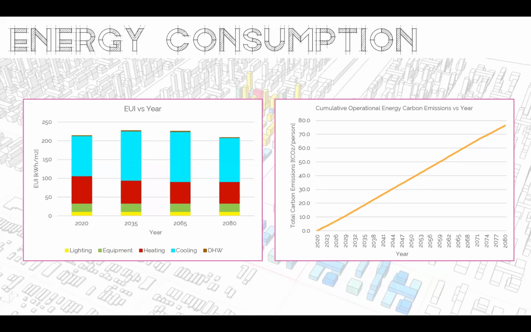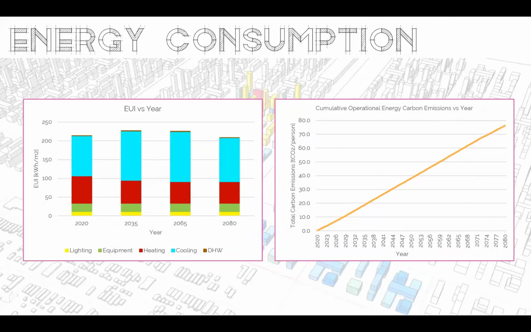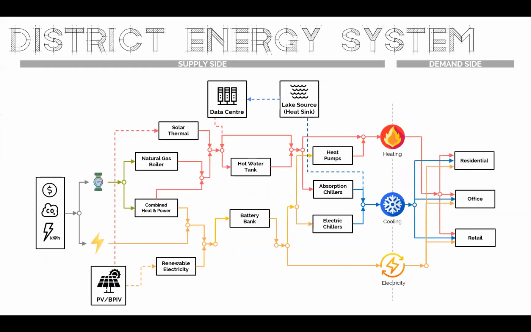And according to the model, the EUI would increase until 2035, mainly due to the cooling. And then it would keep stabilizing around 2065 to then decrease by 2080. And the operational energy carbon emissions of a resident of our district would accumulate to around 76 tons of CO2 over 60 years.